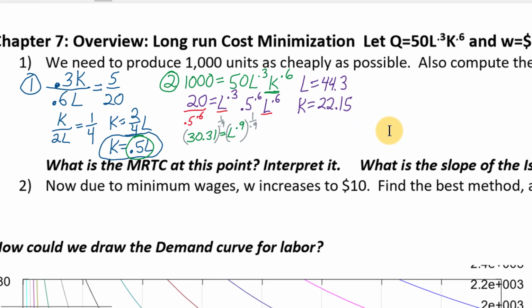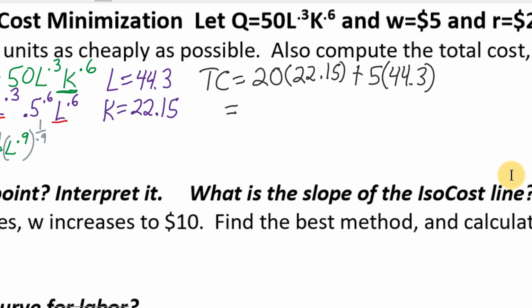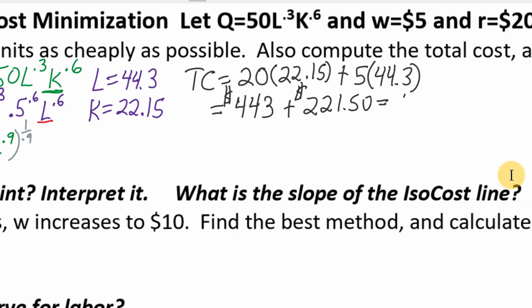So total cost is just going to be $5 for each unit of labor times... sorry, $20 for each unit of capital. $20 times 22.15 plus $5 for each laborer, 44.3. So that tells us that we're going to be spending about $443 on capital, plus we're going to be spending $221.50 on labor, for a total cost of $664.50.